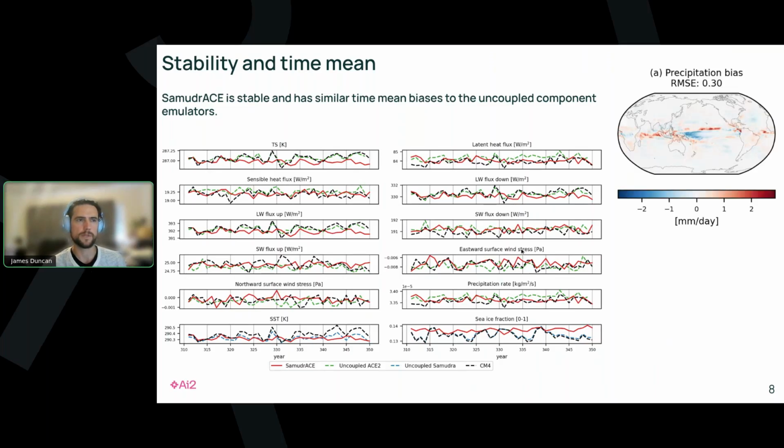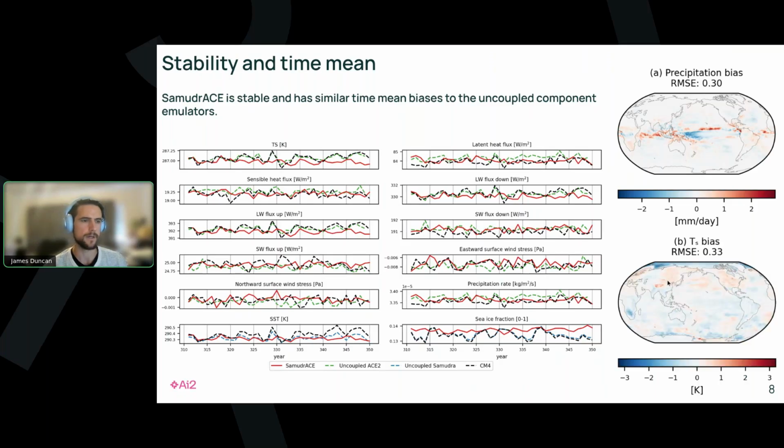But in terms of the spatial bias patterns, here I'm just showing precipitation. You can see the biases are fairly low, like 2 millimeters per day, and similarly for the surface temperature, which is globally predicted here. So both over land and over ocean, the surface temperature is coming from Samudra.